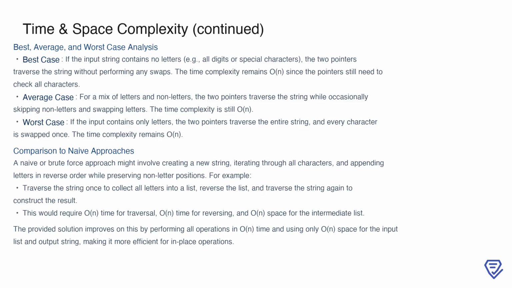Compared to a naive approach, which might involve creating a new string, reversing all letters, and reconstructing the result, the provided solution is more efficient. A naive method would require additional space for intermediate data and multiple passes over the string, leading to O(n) time and space complexity. By contrast, this algorithm optimizes the process with in-place operations.